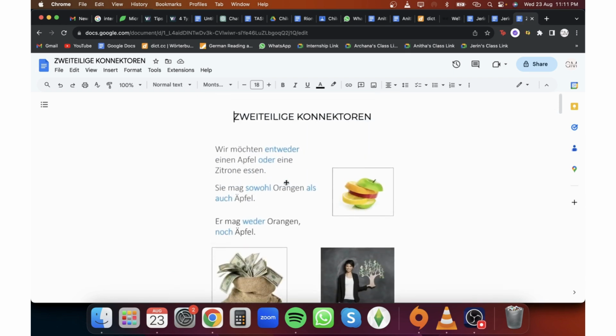So sie mag sowohl Orangen als auch Äpfel. Now sowohl als auch has two meanings. You can say as well as. In English, that's one phrase. In German, we separate it. Or you can also say both and also. Both will be sowohl, also will be and also. Okay, so she likes oranges as well as apples, or she likes both oranges and also apples.